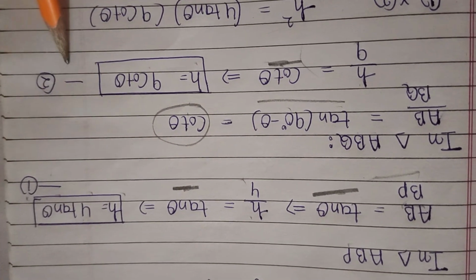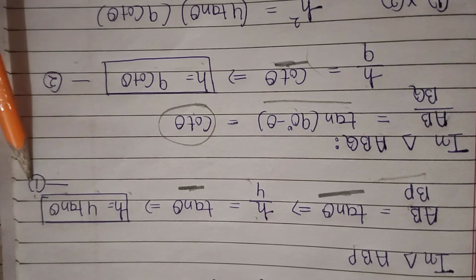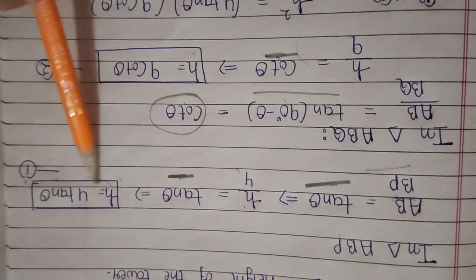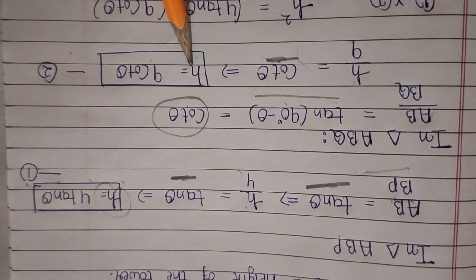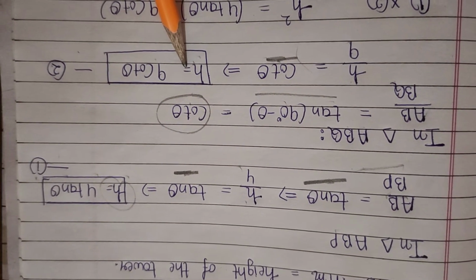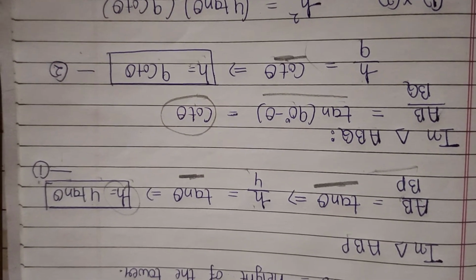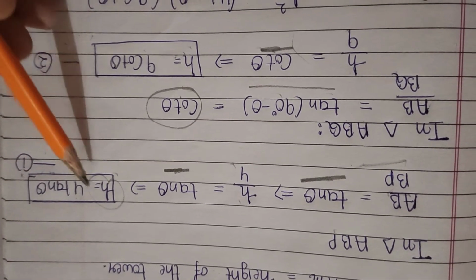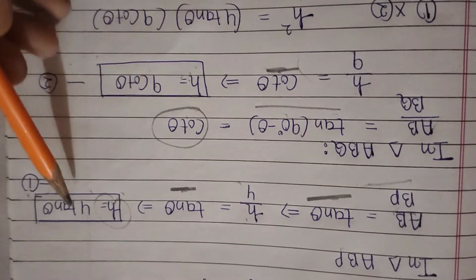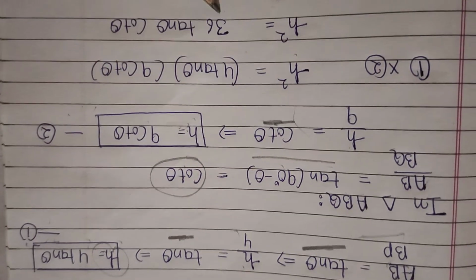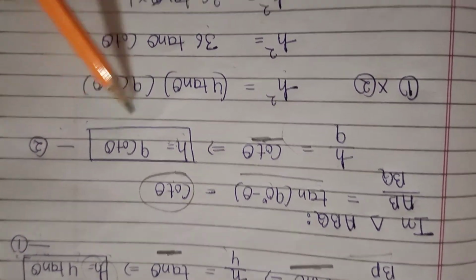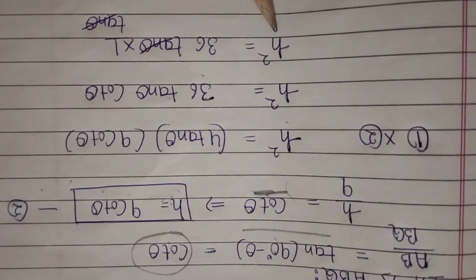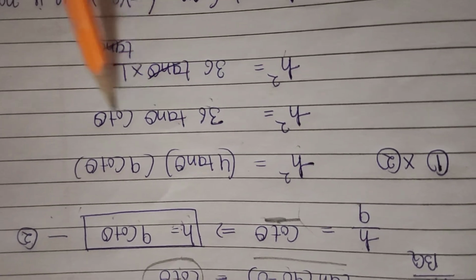Now only for this question we will not compare equation 1 and equation 2. We will not put the value of h from equation 1 here, because we have to prove that the height is 6 meter. So only in this question, we will multiply both the equations. h into h is h square, 4 into 9 is 36, and tangent theta into cot theta. Here I have multiplied both the equations. So h square is equal to 36 tangent cot.